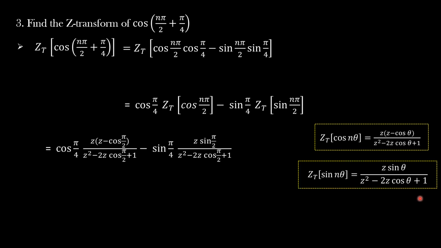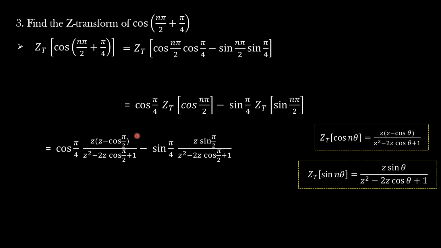By using it, you'll get the Z transform of cos of n pi by 2 plus pi by 4 as cos pi by 4 into Z into Z minus cos pi by 2 divided by Z square minus 2Z cos pi by 2 plus 1, minus sin pi by 4 into Z sin pi by 2 divided by Z square minus 2Z cos pi by 2 plus 1.